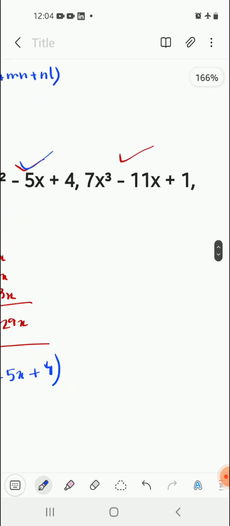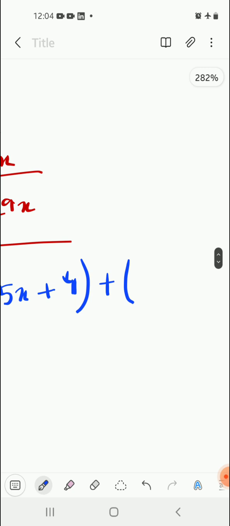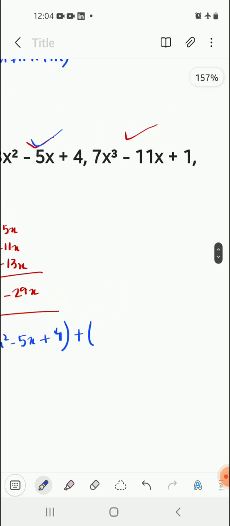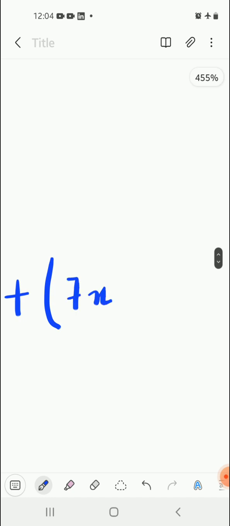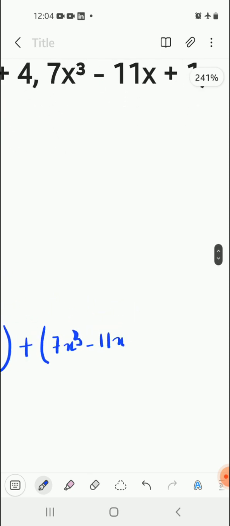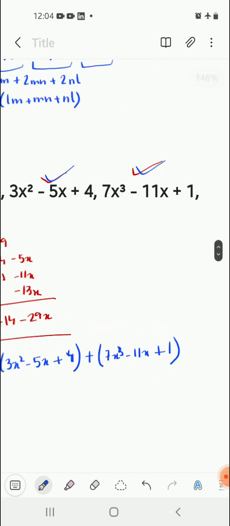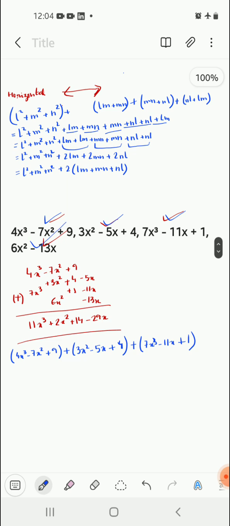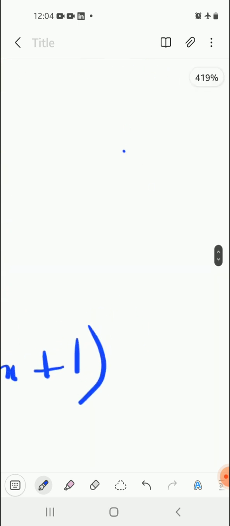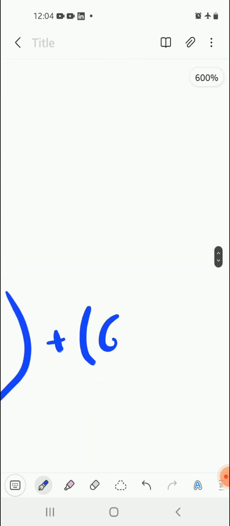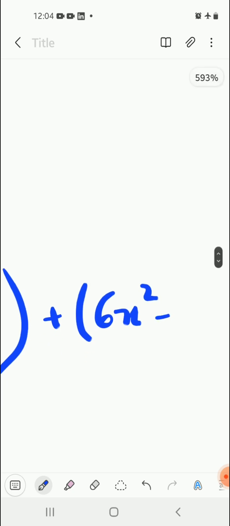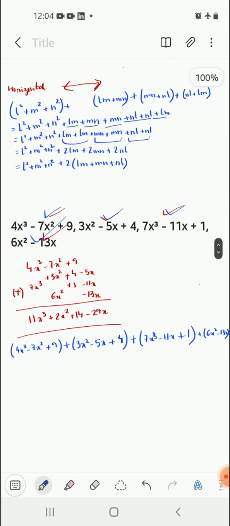Now third one, so we'll put a plus here again within brackets. The third term, (7x cubed minus 11x plus 1), and the last one, plus (6x squared minus 13x). So we are done with it.